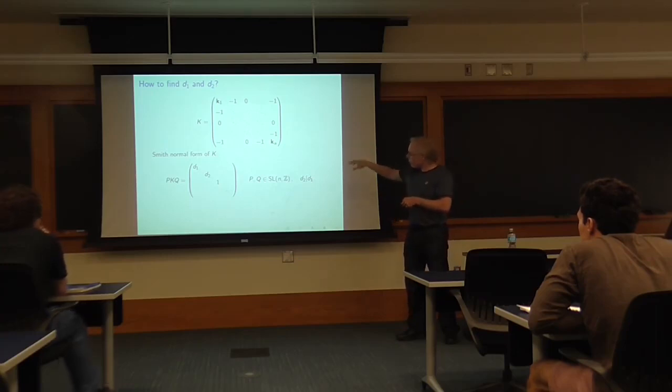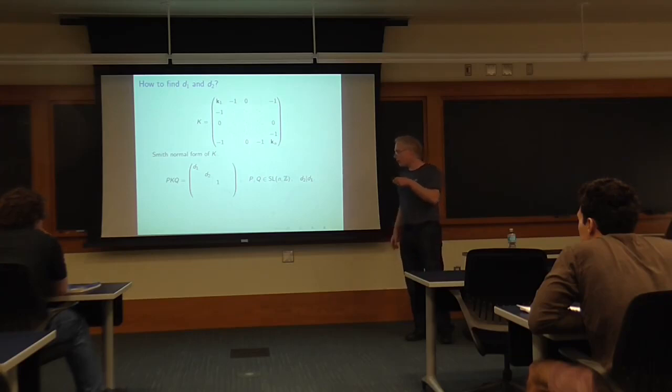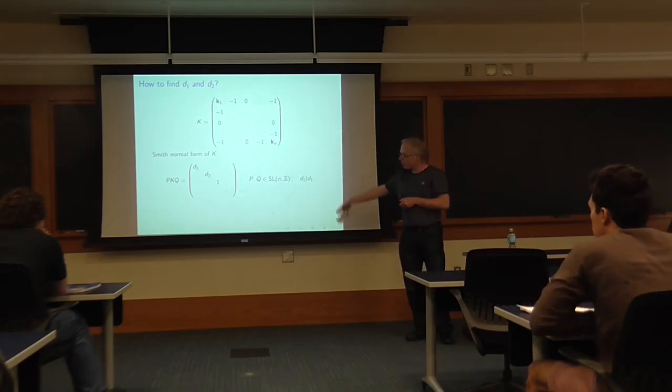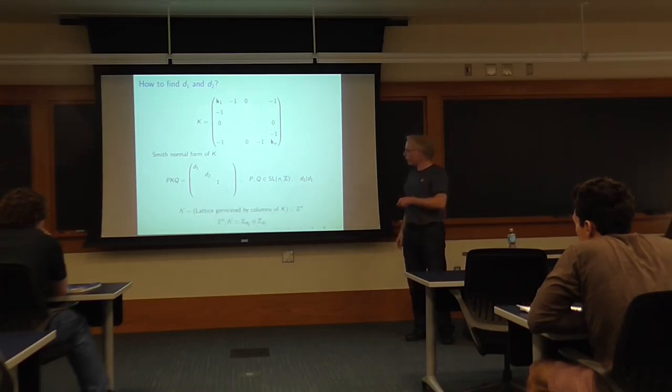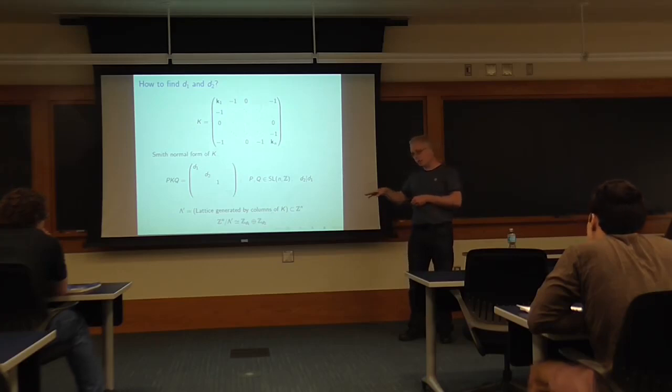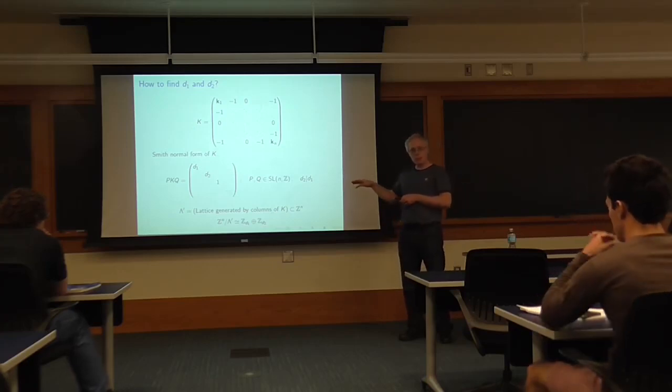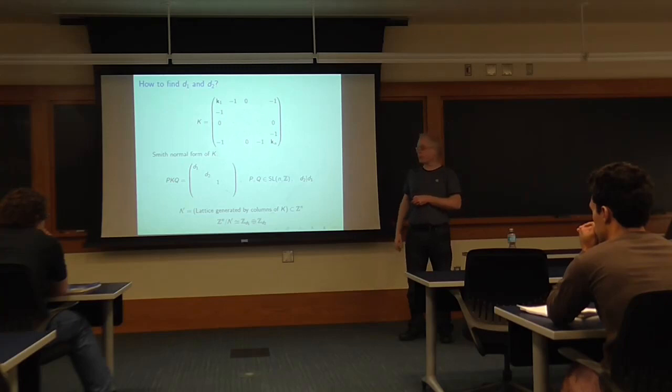And if you go through the algorithm of how to get that Smith normal form and take as an input this matrix, what you find is that the Smith normal form has lots of ones and only two integers that could possibly be non-ones. So the lattice generated by the columns of K, if it's lambda prime, then the operator algebra has to be the sum of two cyclic groups. And this is what I need to reproduce now from string theory.